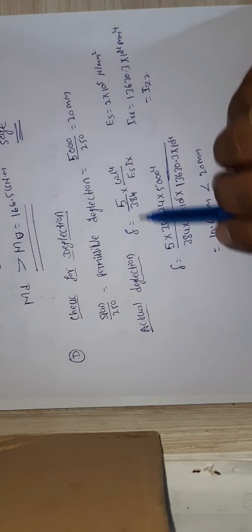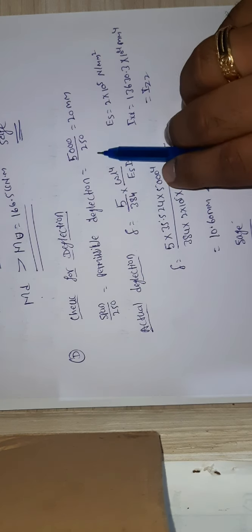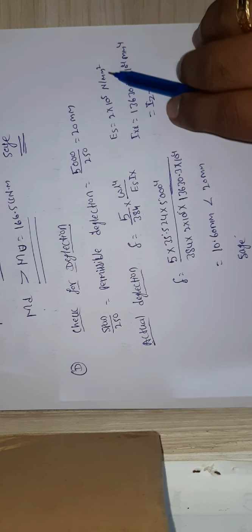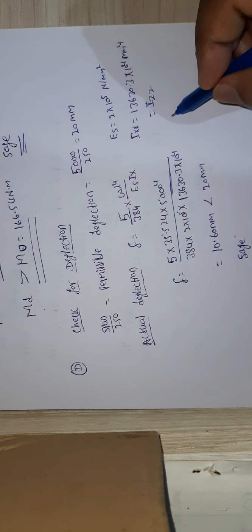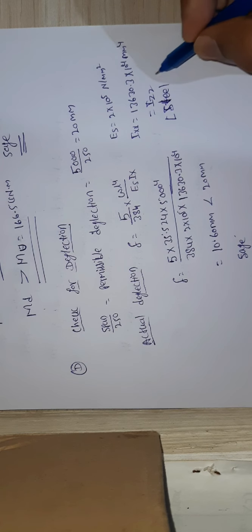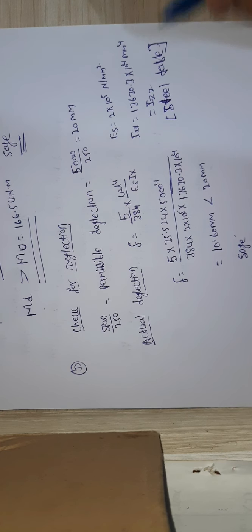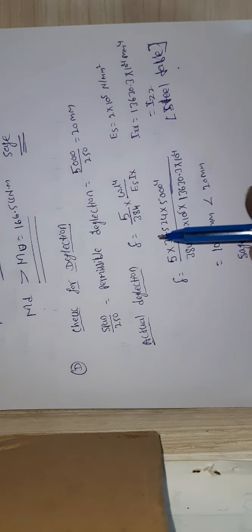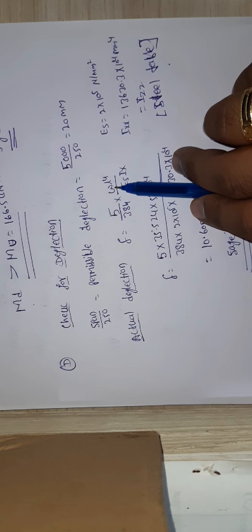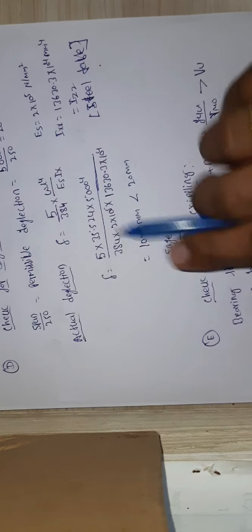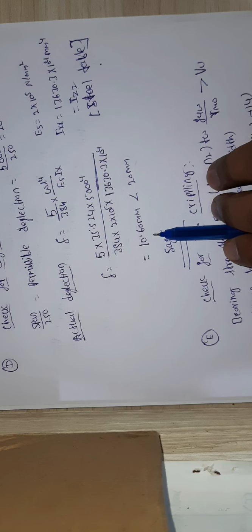Actual deflection delta equals 5 by 384 into W L raised to 4 by EI. E is 2 into 10 raised to 5 Newton per millimeter square. The IXX value you have to take from the steel table. From the steel table you take these values, considering IXX and IYY. Then W is the working load. Again and again I'm repeating this: the W you put should be the working load. The working load is 35.524. Then delta I calculated is 10.60 mm.